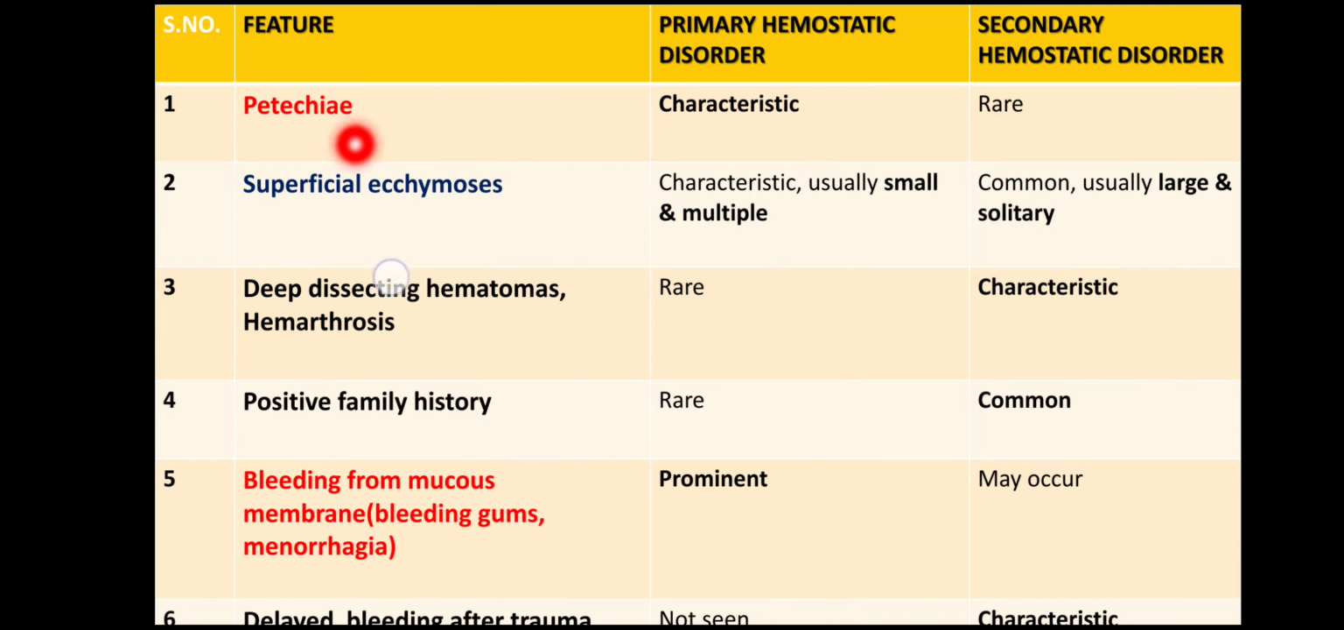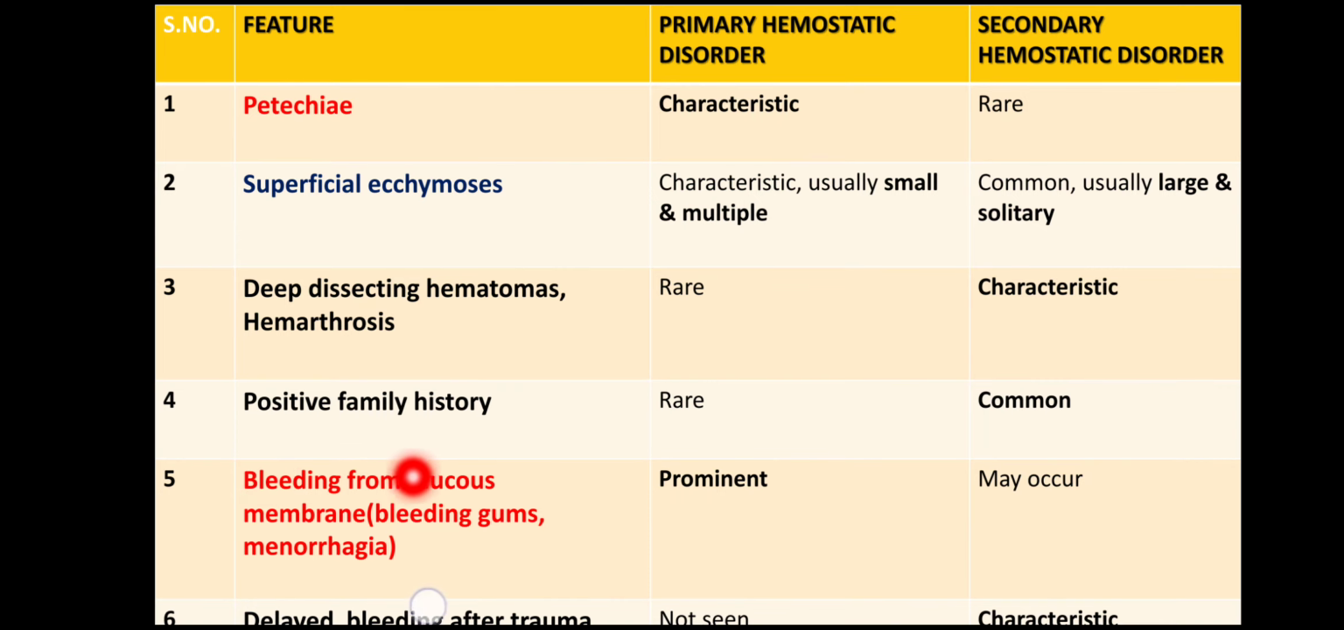Petechiae are a characteristic feature in the primary hemostatic disorder or platelet disorder, while they are rare in the secondary disorder. Now the ecchymoses or bruises are generally small and multiple in primary hemostatic disorder, while they are generally large and single or solitary in secondary hemostatic disorder. Then deep hematomas and hemarthrosis are very characteristic of secondary hemostatic disorder. Positive family history is more common in secondary hemostatic disorder because inherited causes are more common in the secondary hemostatic disorders or the coagulation disorders.